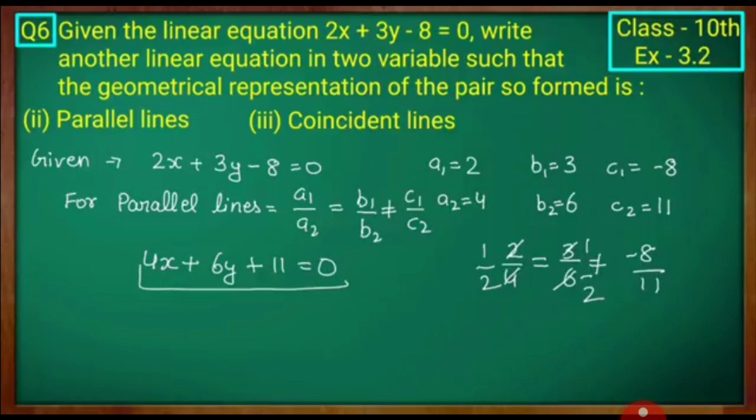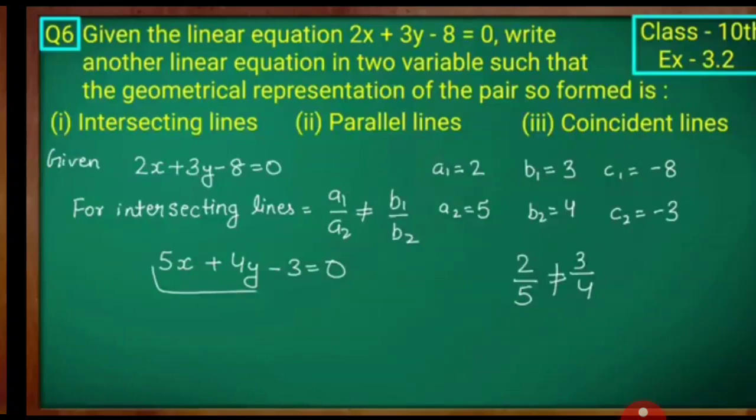The condition for parallel lines is here: a1 upon a2 is equal to b1 upon b2 does not equal c1 upon c2. Now you see in calculation, a1 upon a2 means 2 upon 4. After reducing, it will be 1 upon 2. The ratio of b1 upon b2 means 3 upon 6. It will also be 1 upon 2. And the ratio of c1 upon c2 is minus 8 upon 11. It cannot be simplified. It means a1 upon a2 is equal to b1 upon b2 but is not equal to c1 upon c2. So by the values of a2, b2 and c2, we have to write another linear equation like 4x plus 6y plus 11 is equal to 0.